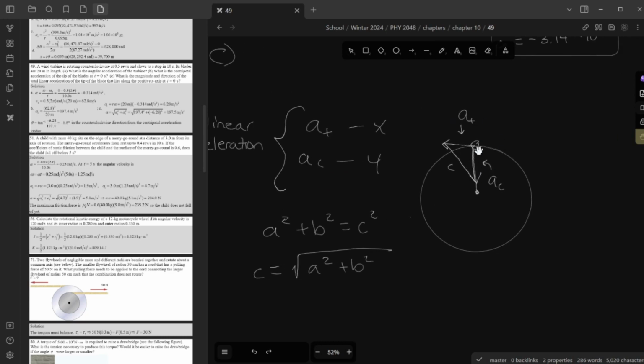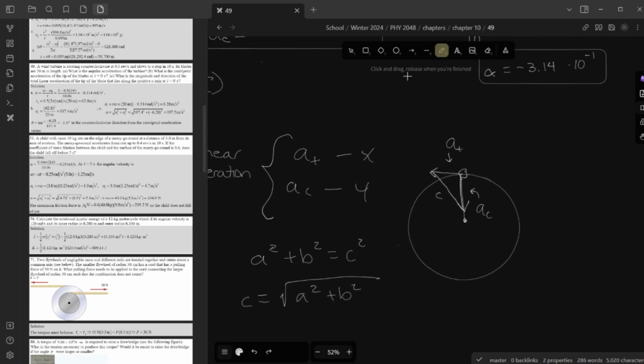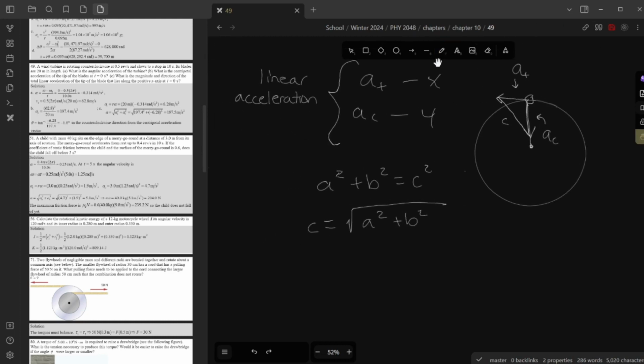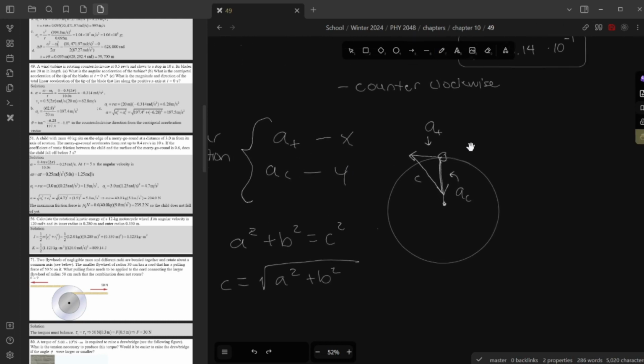And yeah, this is what's going on in the problem itself, because it's saying it's going counterclockwise, if you can see that. So we're told a direction, and that direction is counterclockwise, which is negative when we're talking about rotation. Alright, so let's go ahead and solve for a sub t.